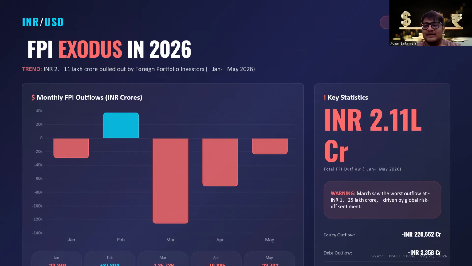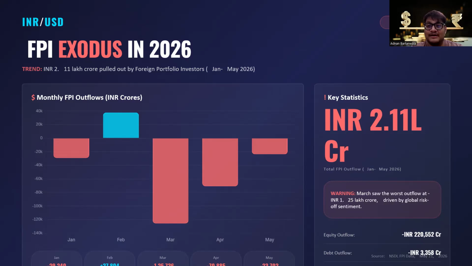If you look at the numbers between January and May 26 alone, these FPIs yanked out, if I remember correctly, approximately 2 lakh. Yeah, you can see on the screen, 2.11 lakh crores of funds out of India, and 2.11 lakh crores is something very huge. Let's just take a moment to absorb it. That's bigger than the GDP of some countries.